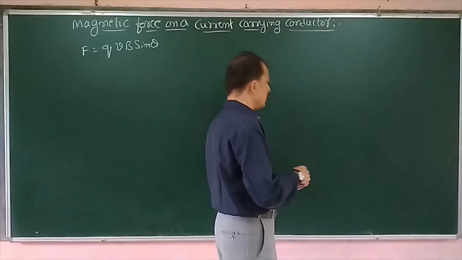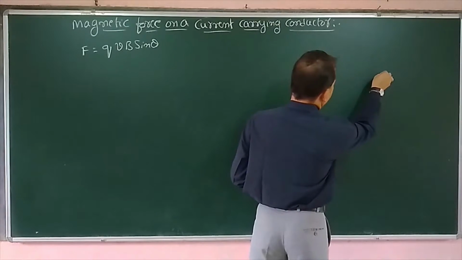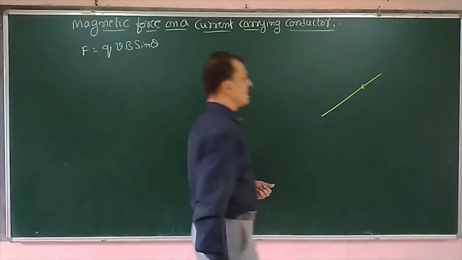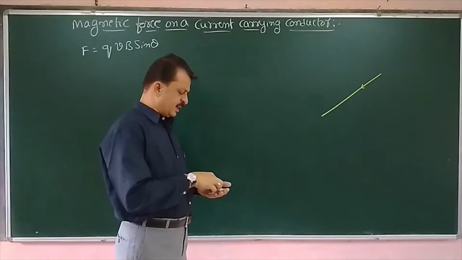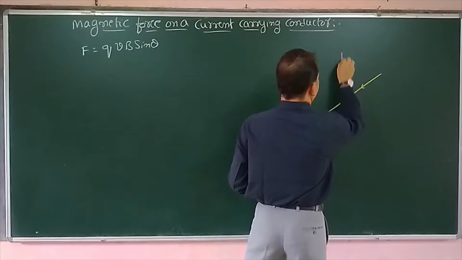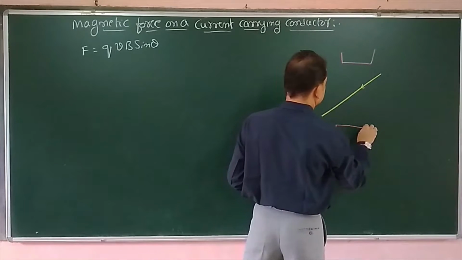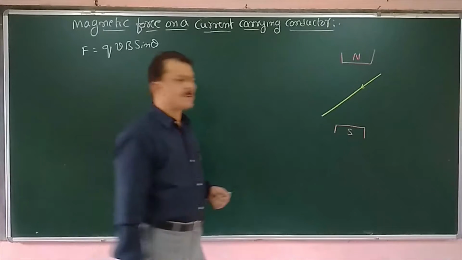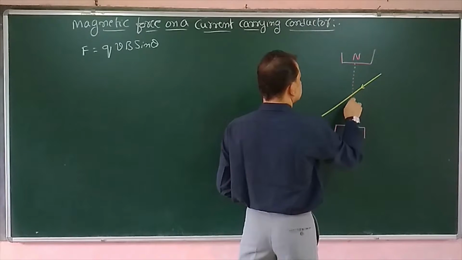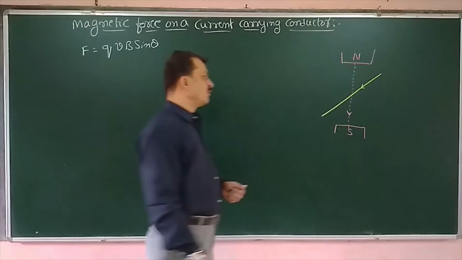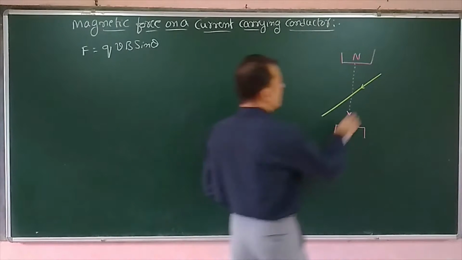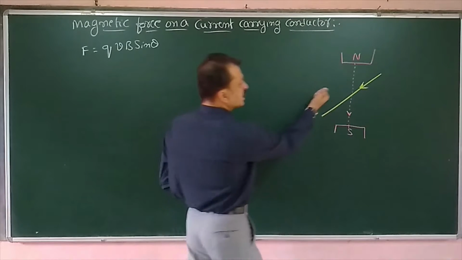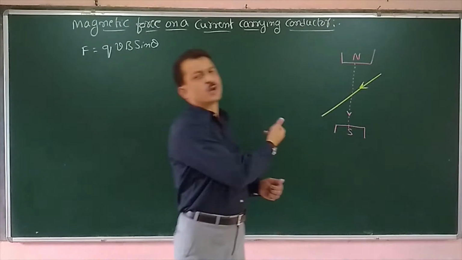For that, I will draw a simple diagram. We have a conductor carrying a current. Then we have a magnet which provides the magnetic field. The direction of the magnetic field is from north to south, and the conductor is carrying a current along this direction, that is, the current is coming out of the plane of the paper or the board.